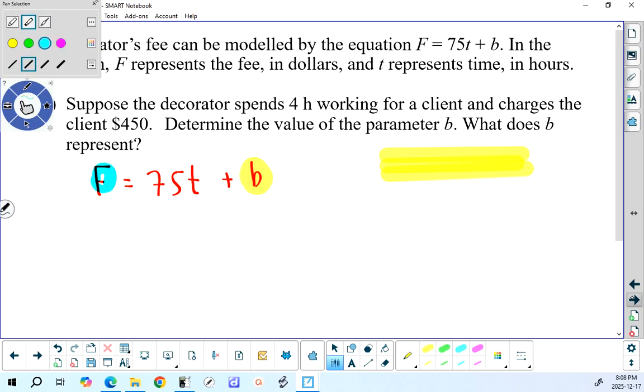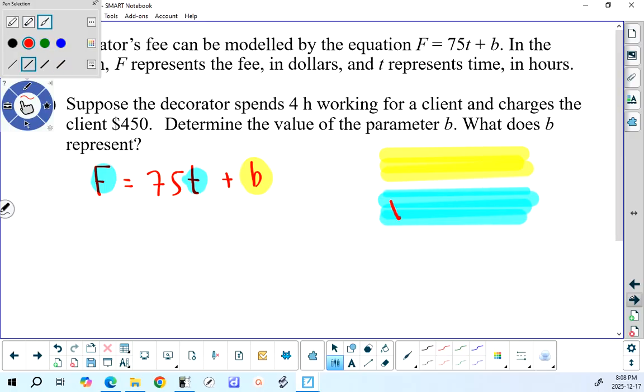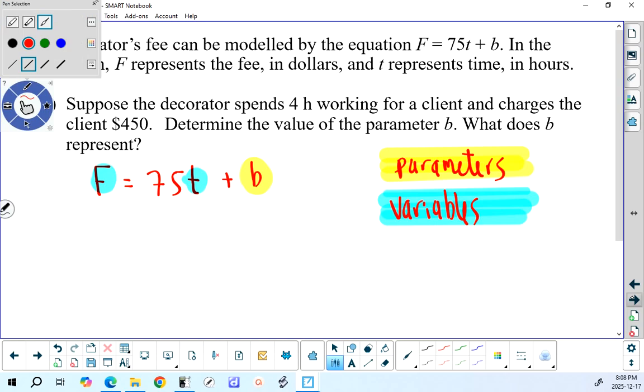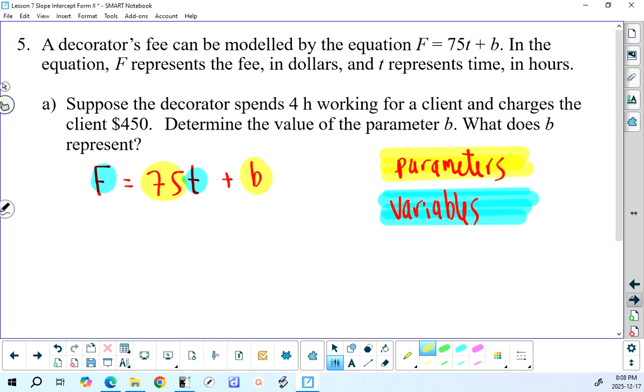By the way, once again, these two things are variables. These two things that I'm highlighting in blue are variables. The parameters are the things I'm highlighting in yellow. The slope and the y-intercept are the parameters of the equation. They tell you what the equation looks like. Now, we already know what the slope is. It's 75, but we don't know the parameter b. So b is a missing parameter.